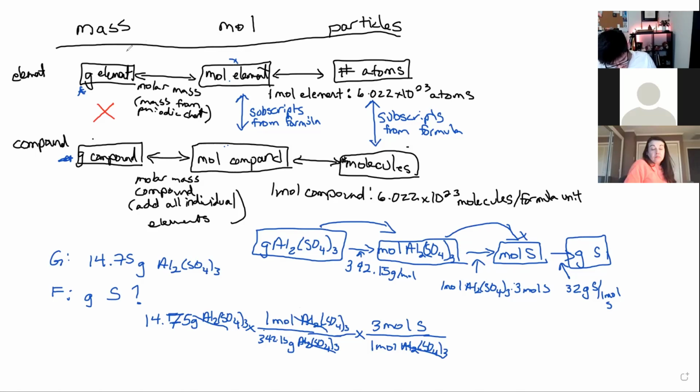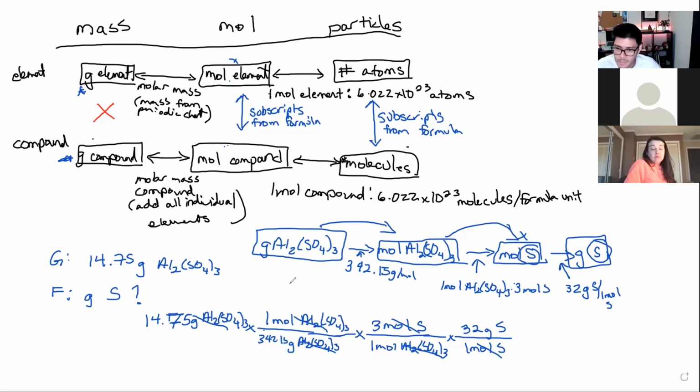We want to do one more step and get back into grams. This is where we're going to use the molar mass, but make sure you're using the molar mass for what you're talking about. We want to use the molar mass of sulfur, not of oxygen, not of the compound. For every 1 mole of sulfur, we get 32 grams of sulfur. That will allow the moles to cancel.